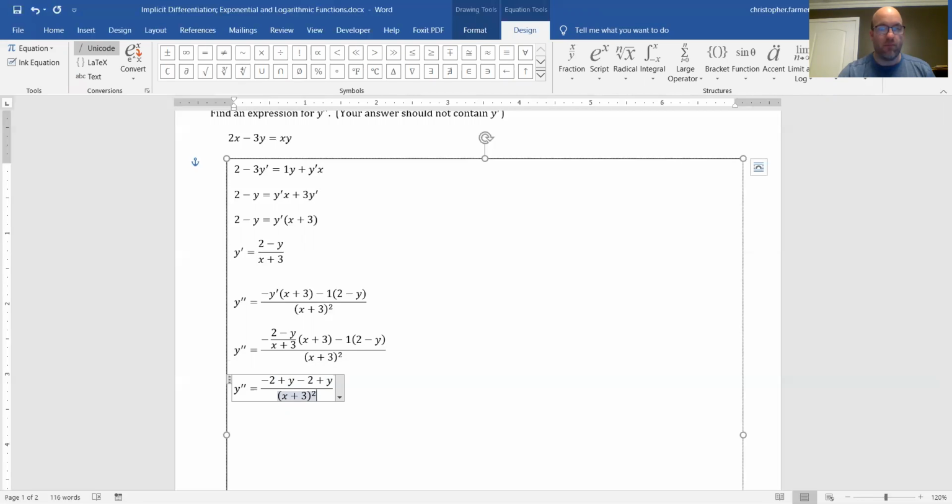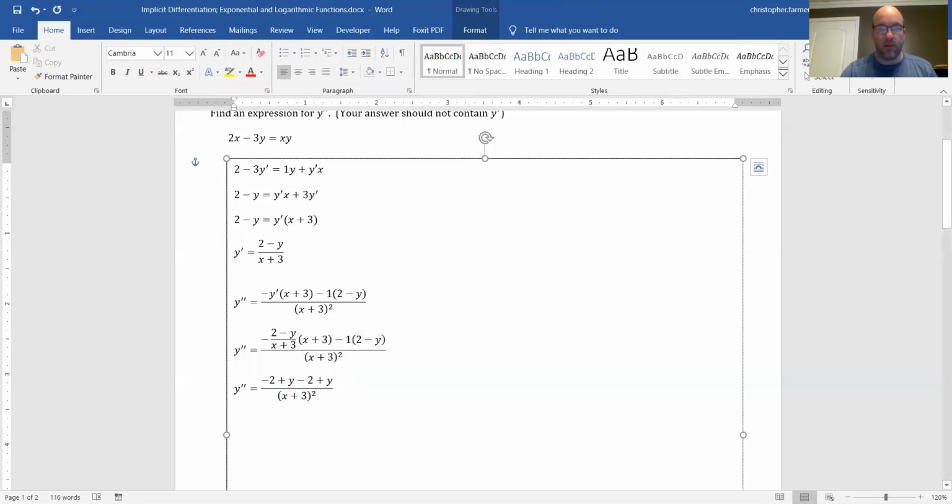And then finally, obviously just go through and collect your like terms. You don't want to leave it crazy like this. So I'm going to, again, want to cheat and do some copying and pasting here. But if we combine our like terms there, that's nothing more than 2y's, and -2 minus 2 is -4.